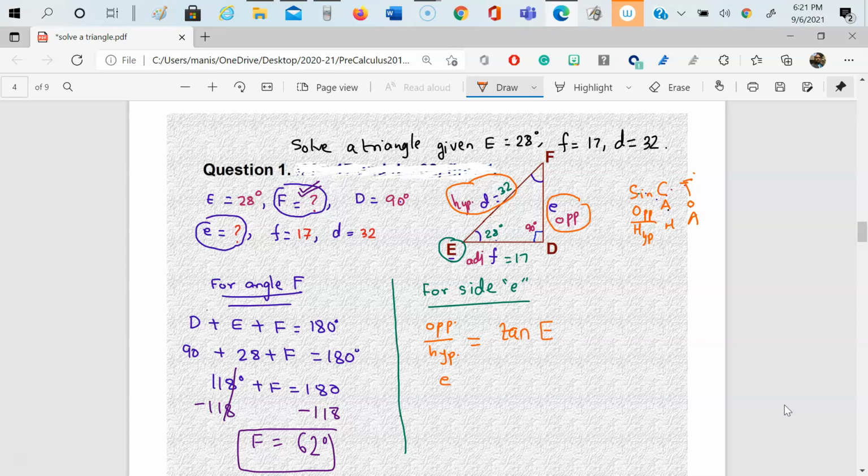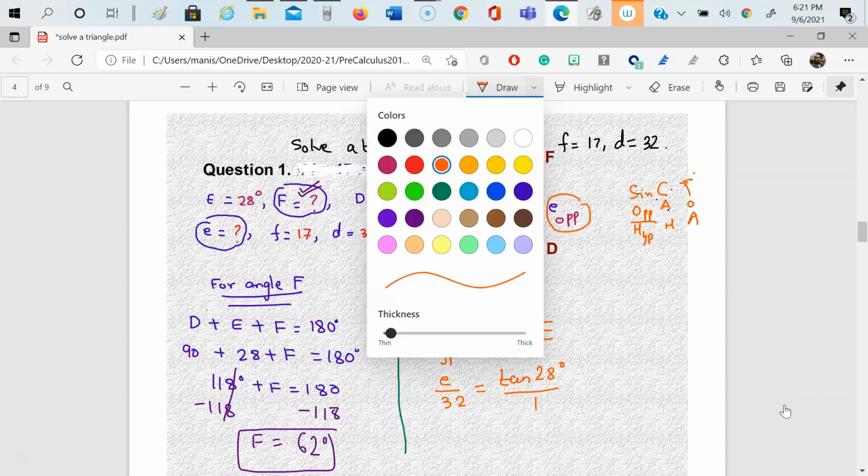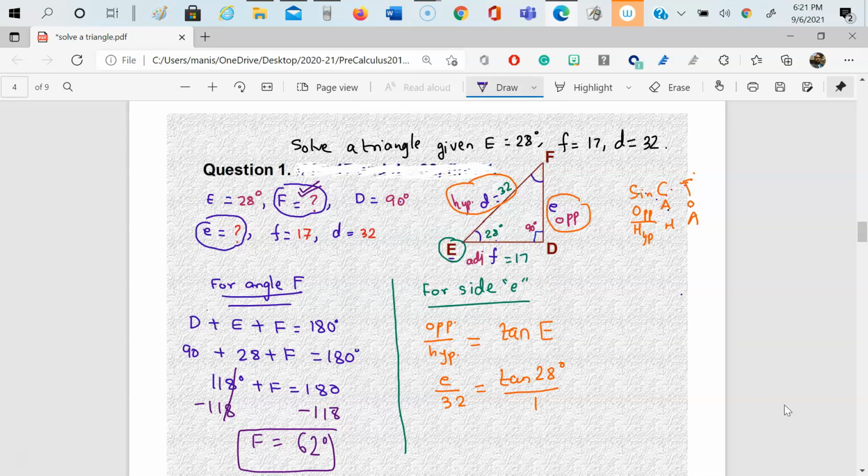Let's look over here. E over 32 is equal to tangent E. So tangent is what? 28 degrees. Now write over here 1. So this looks like a proportion, so let's go ahead and solve your proportion. I will cross multiply. When I cross multiply, I will get E is equal to, because E times 1 is E, 32 times tangent of what?